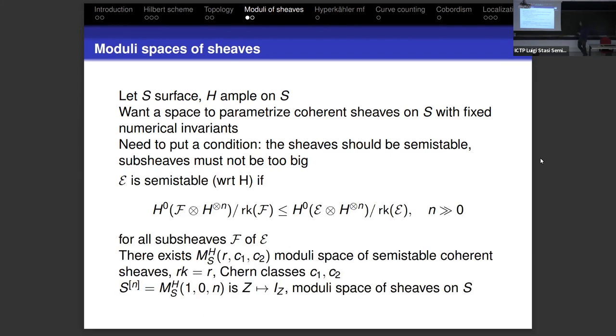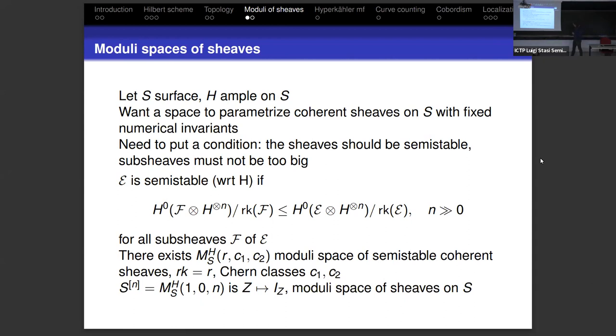And so practically this means such a sheaf E is semi-stable with respect to the ample class H if we take the sections H^0 of F tensor H to the N divided by the rank of F, for any subsheaf F, this is smaller or equal to the same thing for E, as long as N is large enough. So as we twist with powers of the ample class, the sections of subsheaves don't grow faster than those of the sheaf itself. And then by GIT, there exists a moduli space of semi-stable coherent sheaves with given rank and given Chern classes.